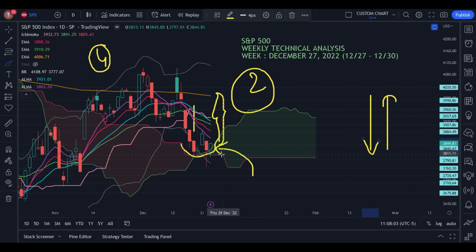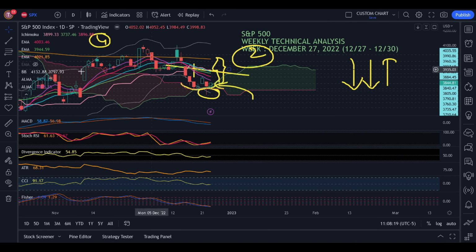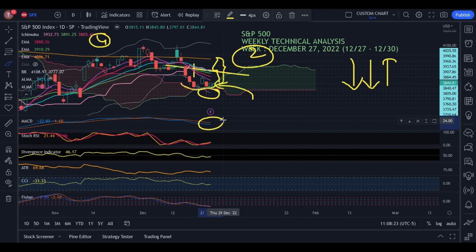Then comes the Bollinger Bands. This is the median of the Bollinger Band. This is the lower band of the Bollinger Band. Because the S&P 500 is trading in between the lower band and the median of the Bollinger Band, this means that the S&P 500 is bearish through the Bollinger Bands. Now let's see what other technical indicators are saying. When we see the MACD, both MACD and the signal are negative, bearish. MACD is less than the signal, means simple bearish.